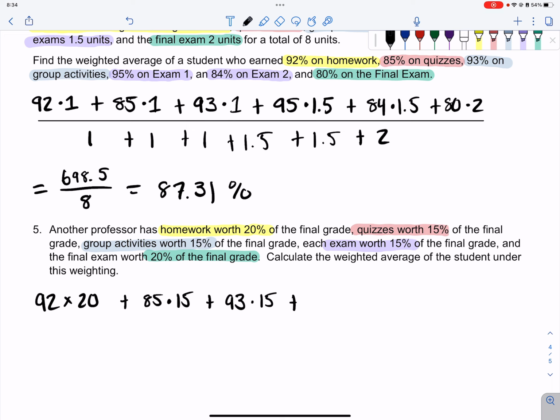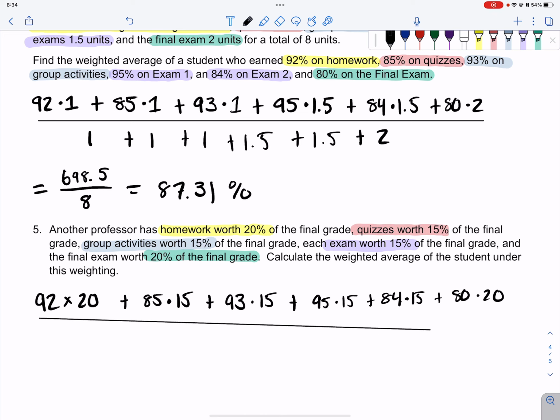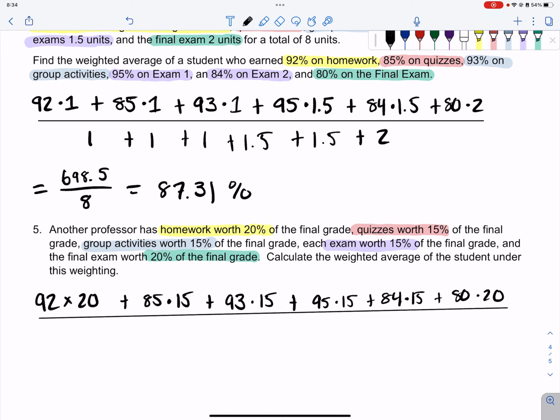And same for their first 2 exams, because those are worth 15%. So we're going to have 95 times 15 and 84 times 15. And then lastly, their final, they got an 80%, and that is worth 20% of their grade. And now we need to divide this by the sum of all the weights.